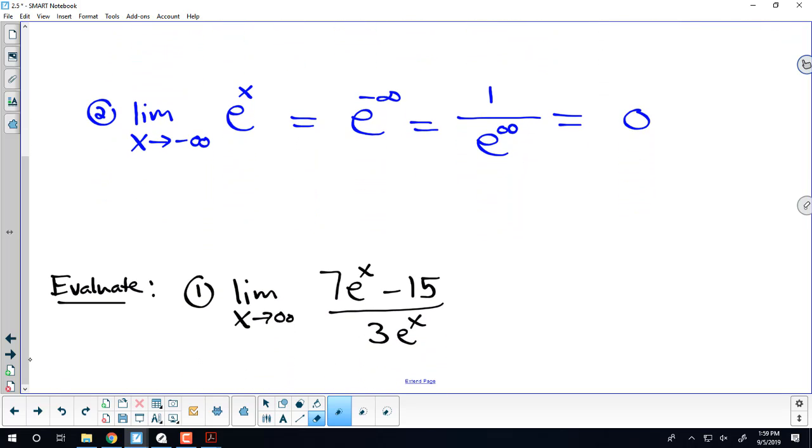Okay, so then we can look at that in combination with other functions like 7e to the x minus 15 over 3e to the x. What's the limit at infinity on that function?